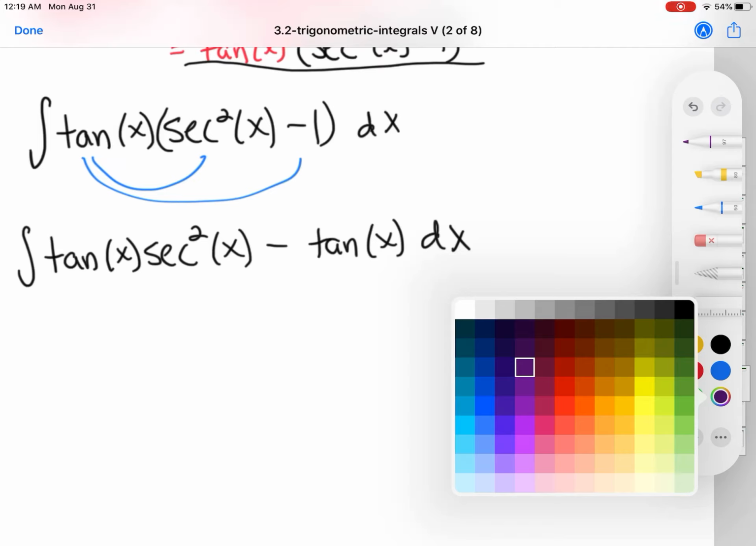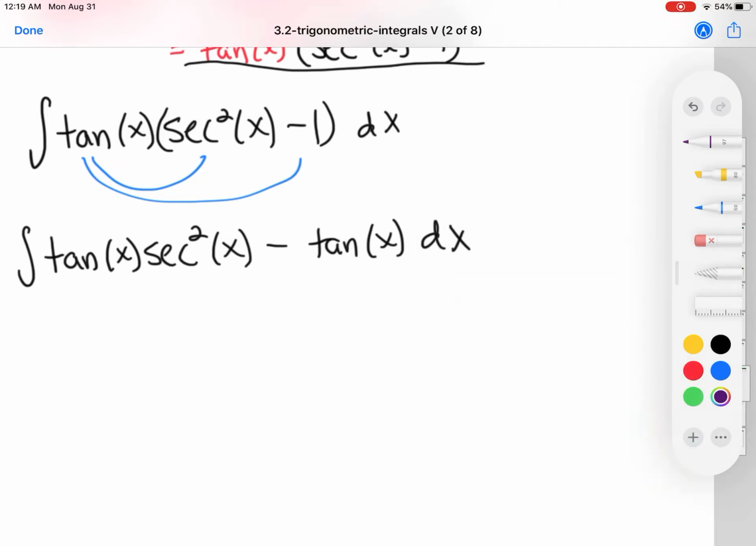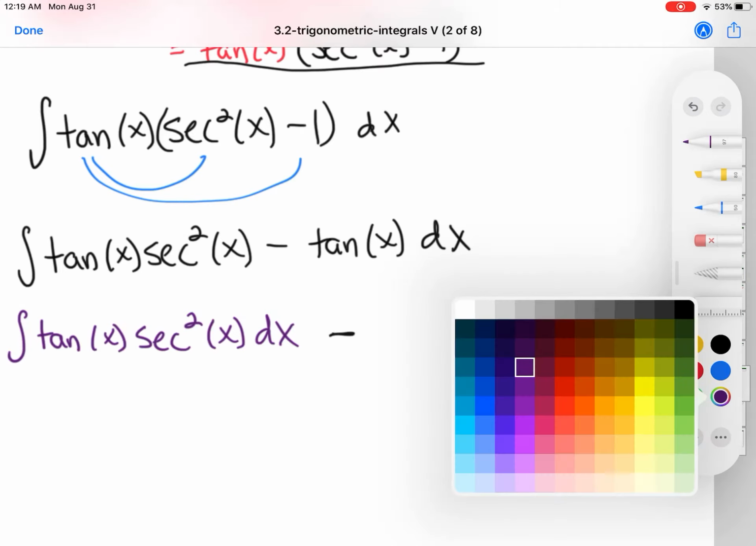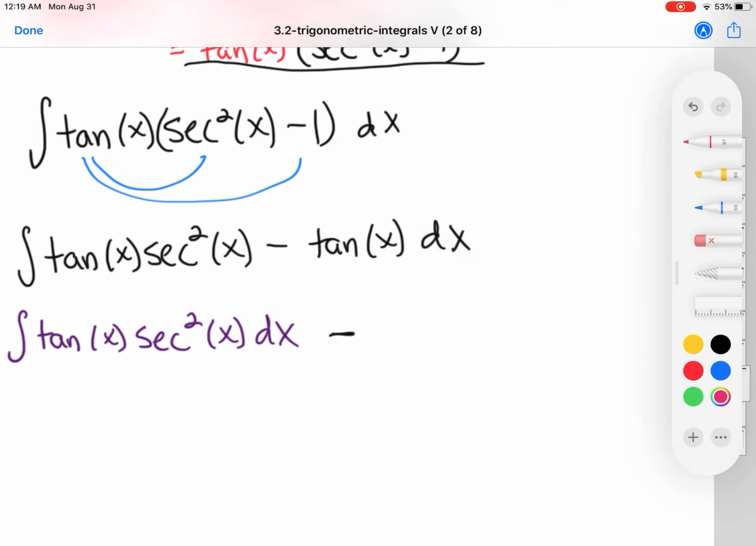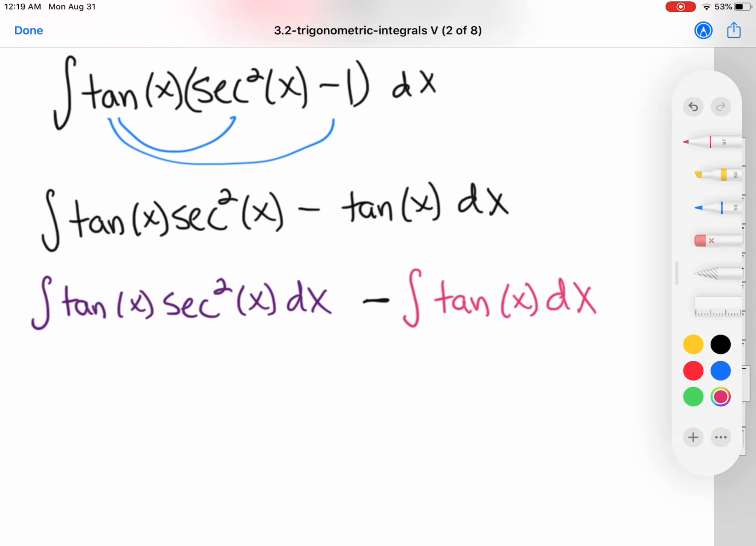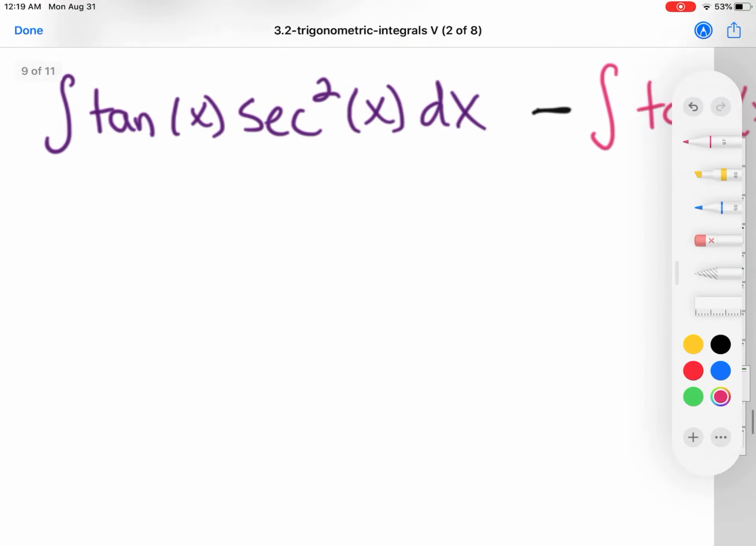So let's do a purple integral first. Our purple integral is going to be this first part, the integral of tangent x secant squared x dx. And our other integral, we're going to leave the negative sign in the middle, and it's going to be pink. So we're going to have the integral of tangent x dx. Okay, let's do our purple integral first.